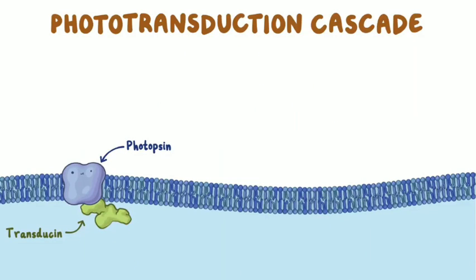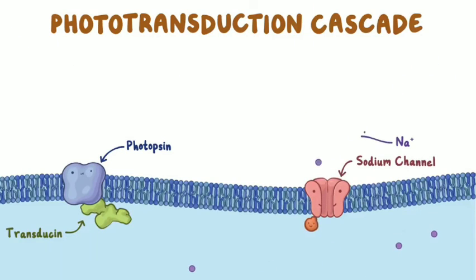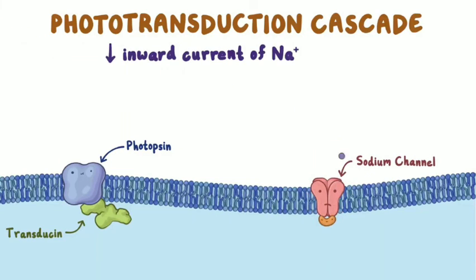Now, normally rods and cones have sodium channels which are bound to cGMP that allow sodium to continuously flow into the cell. When phosphodiesterase converts cyclic GMP to 5'-guanosine monophosphate, there's less cyclic GMP within the cell available to bind sodium channels. Therefore, the sodium channels close. This decreases the inward current of sodium entering the cell, and the photoreceptor becomes more negative, or hyperpolarized.